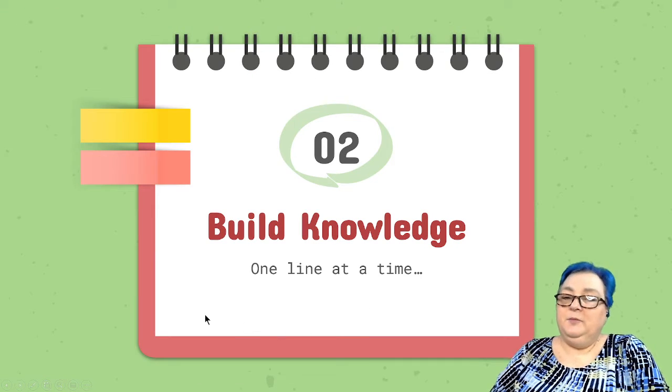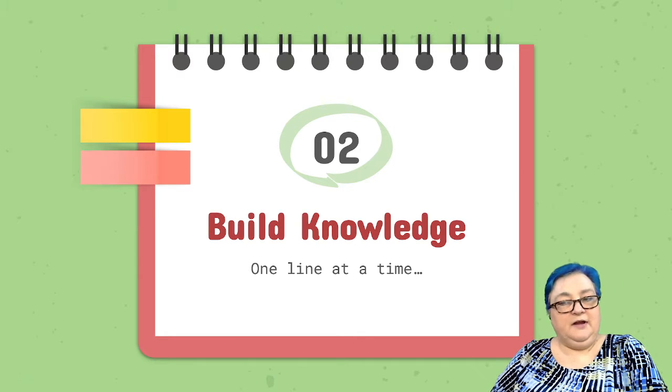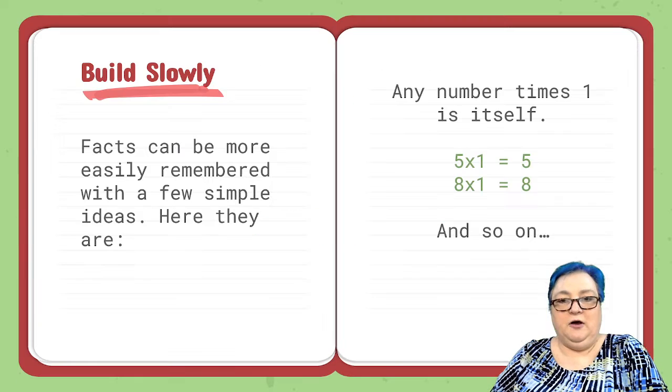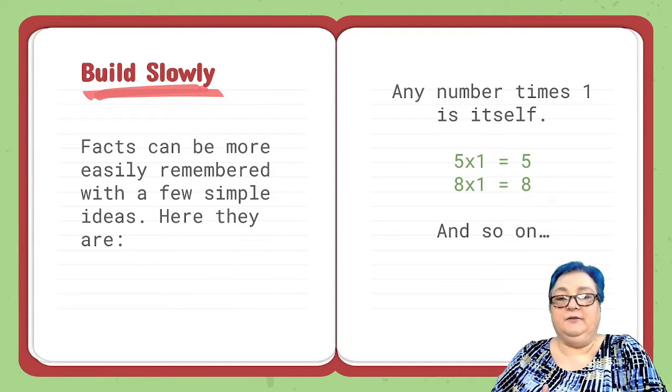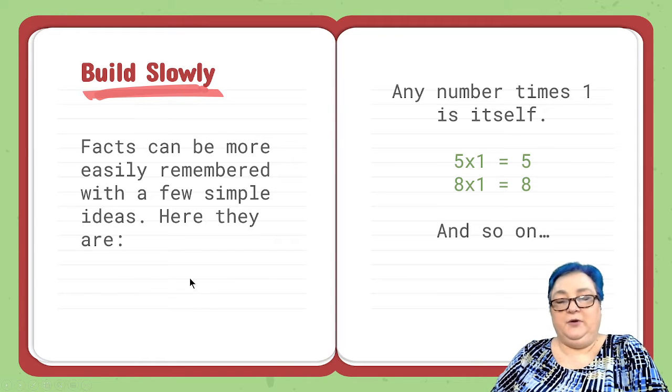Tip 2 is to build knowledge one line at a time. Let's not try and attack that entire table all at once. Start with the ones. Any number times 1 is itself. 5 times 1 is 5, 8 times 1 is 8, and so on. The ones are pretty easy.